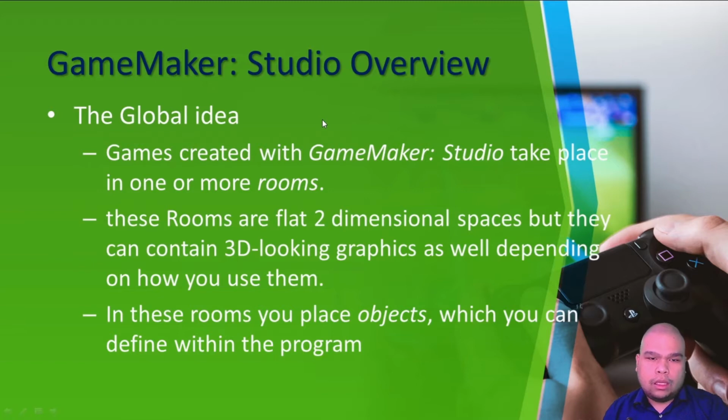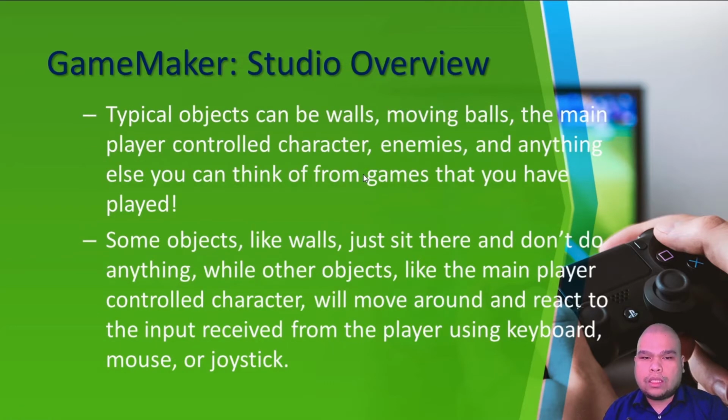Games created with GameMaker Studio take place in one or more rooms. These rooms are flat, two-dimensional spaces, but they can contain 3D-looking graphics as well, depending on how you use them. In these rooms, you can place objects, which you can define within the program. Typical objects can be walls, moving balls, the main player-controlled character, enemies, and anything else that you can think of from games that you have played before.